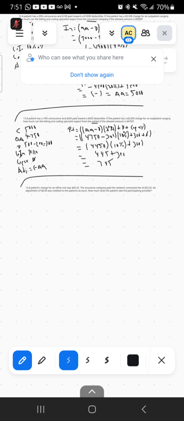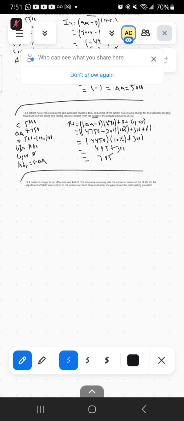We went over this one in class, so let's see how you did. You need to calculate, so you go charges, deductible, co-insurance, co-payment. And we have a difference.